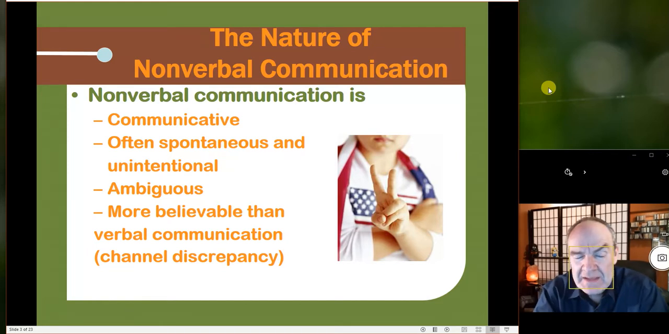What it is usually spontaneous and unintentional. When you roll your eyes, or when you look away, or when you're shocked, and your body and your facial movements show that. Unintentional is just things that happen automatically with yourself.